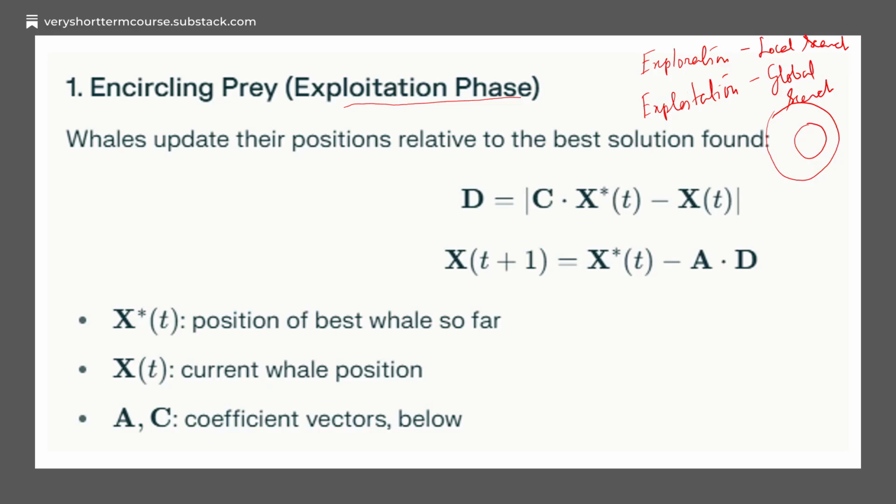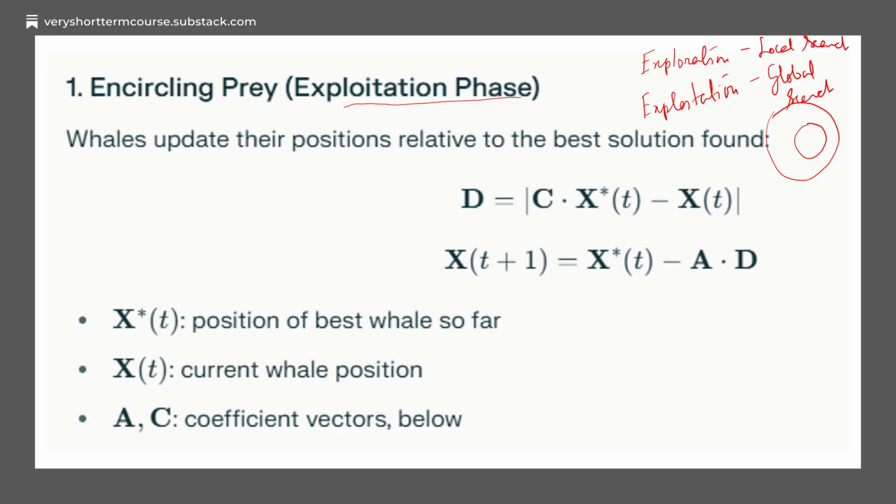Okay. Now, what is this exploitation phase or encircling prey position updating method in the whale optimization technique? I have already discussed the flow of the whale optimization technique. Now I will discuss this encircling prey method. In this case, D is equal to C dot X star t minus X t. Now you will say, what is X star t? X star t is that value of x for which the most optimal solution has been found.